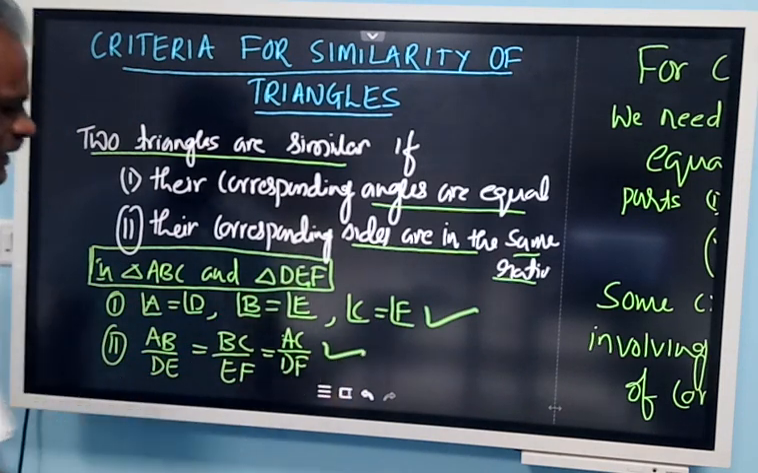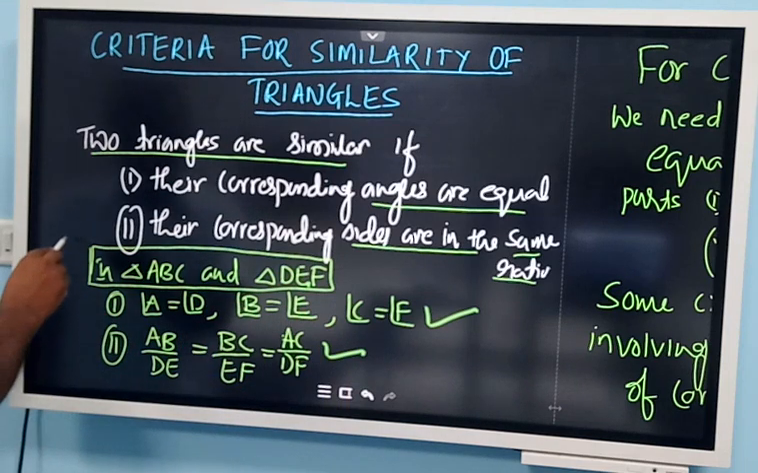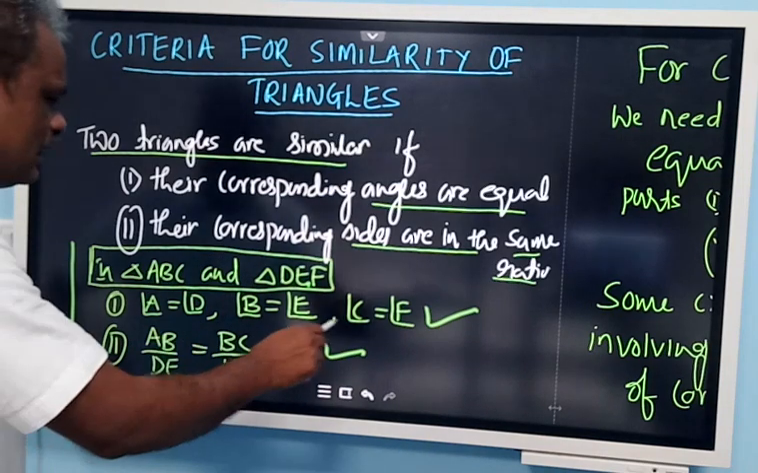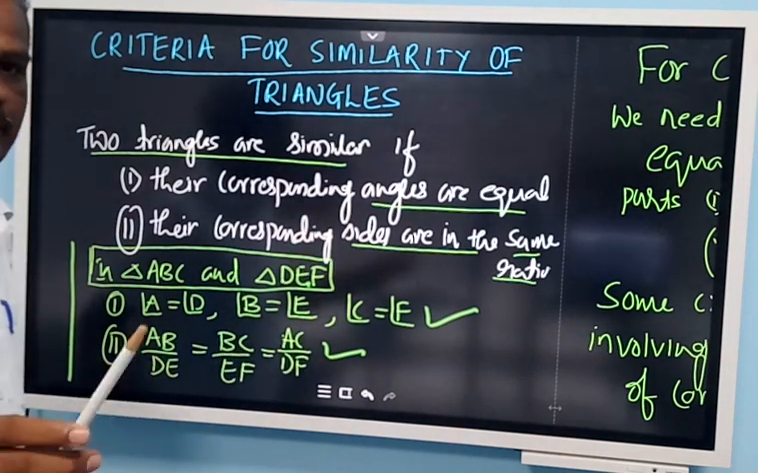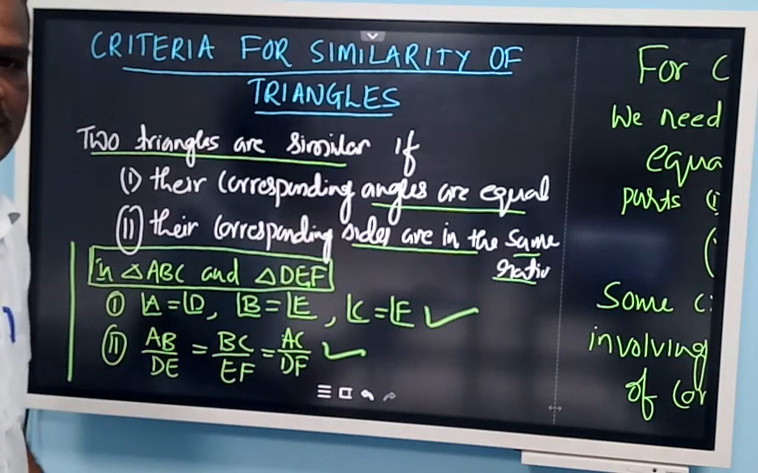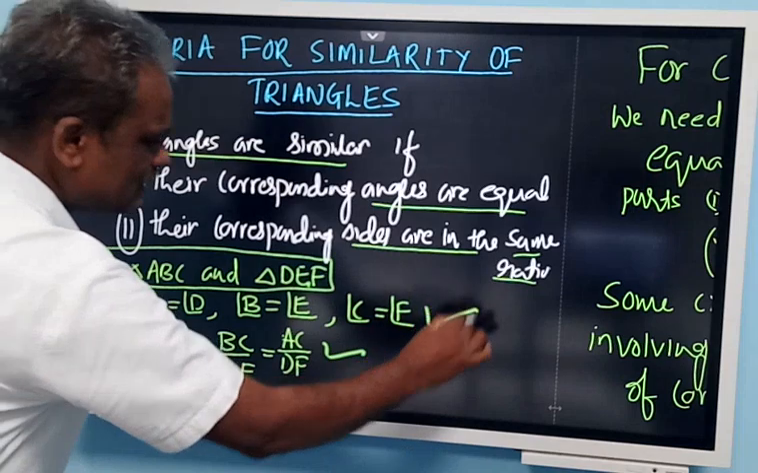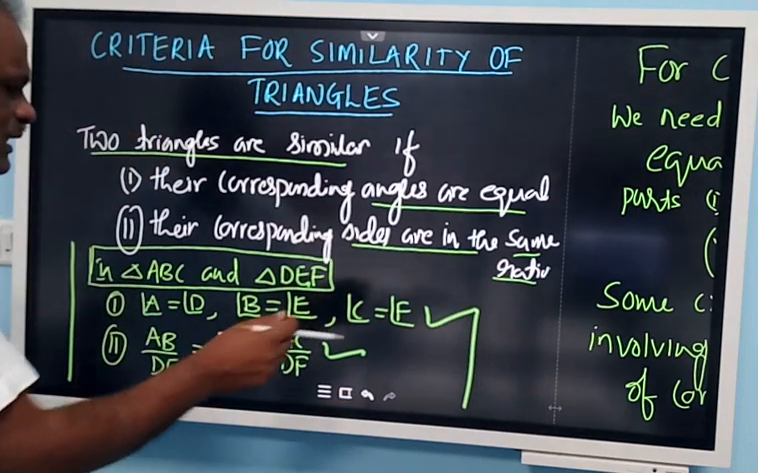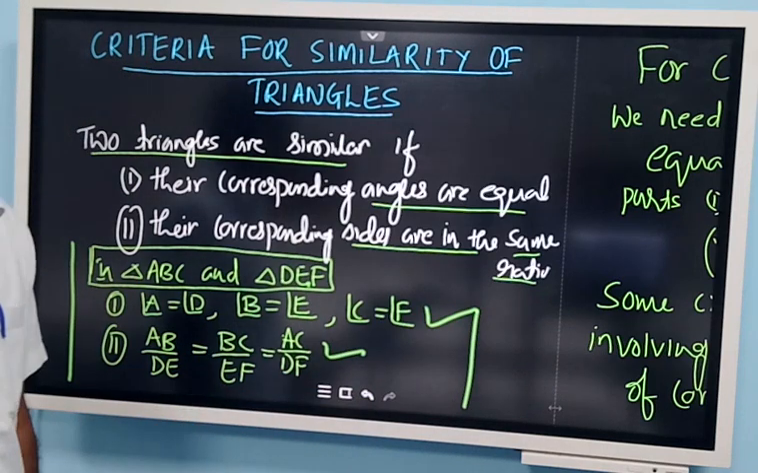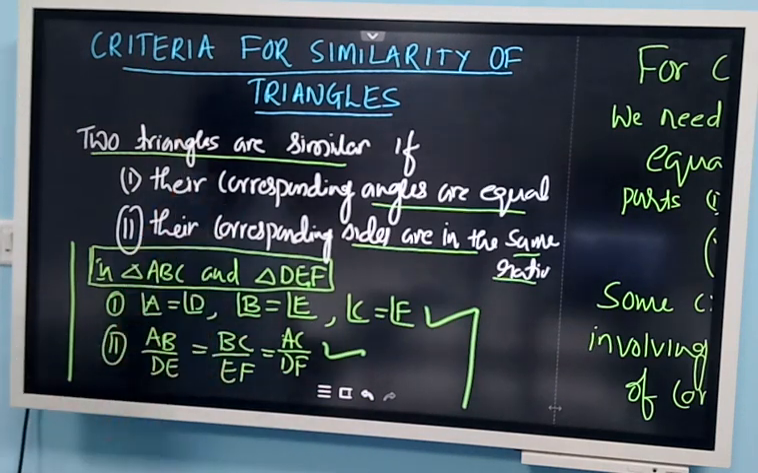So there are totally two conditions it should satisfy. First, the corresponding three pairs of angles should be equal, and the three pairs of sides should be in the same ratio. Totally 6 relations here. We have equality relations with reference to the angles and with reference to the sides. If all these are satisfied, then we can call them similar triangles.